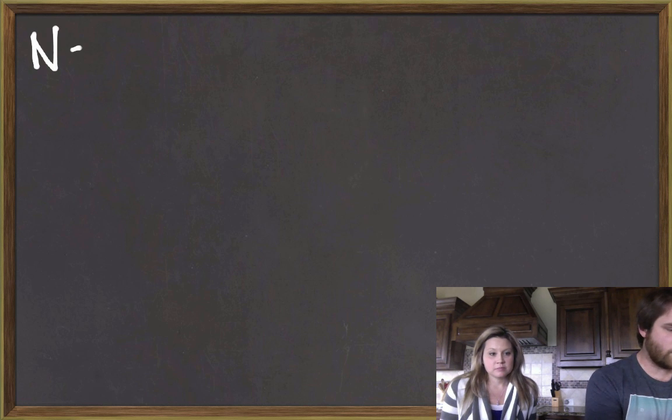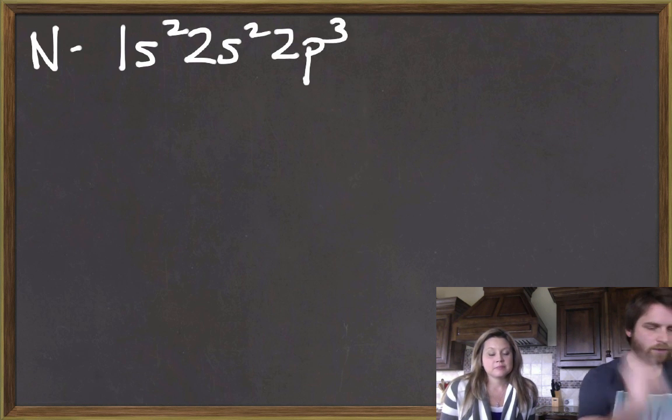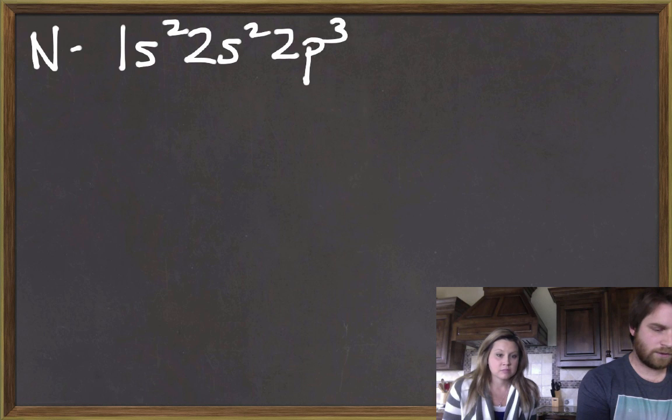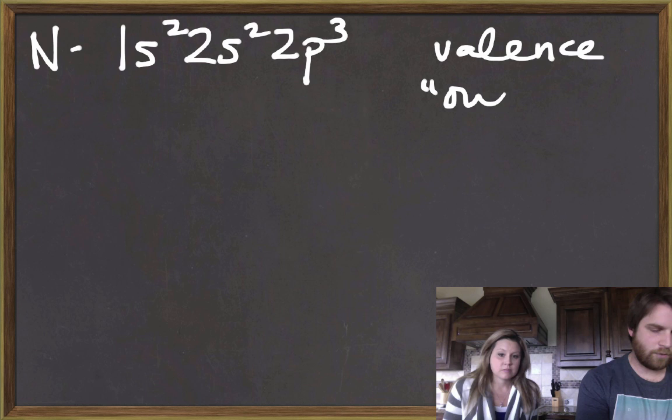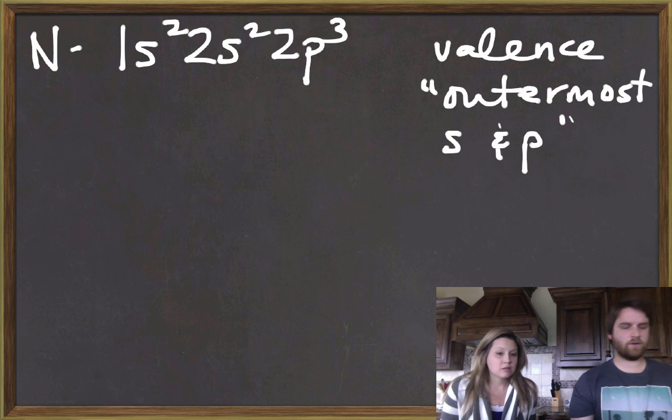So I want to start off by writing out the configuration for something that we already know, something like nitrogen. So nitrogen, we know its electron configuration is 1s2, 2s2, 2p3. Now, remember we said the valence electrons are the ones in the outermost orbitals, which are the S and P, because they're both in the highest energy level. So they're both in the second.